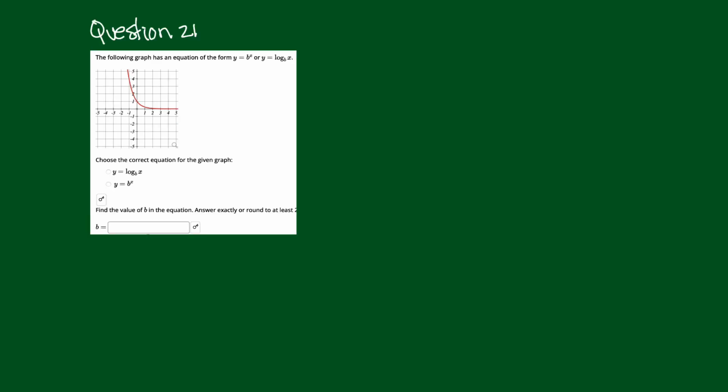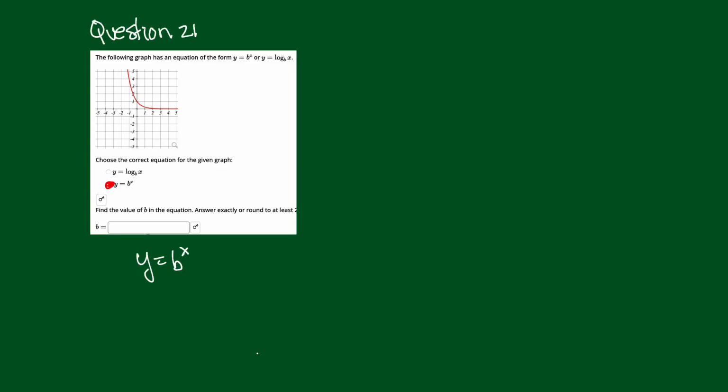Here in question 21, we're asked, which form is this graph? Is this an exponential form or a log form? Well, this looks to me like an exponential decay function. So I'm going to claim that this is this form right here.